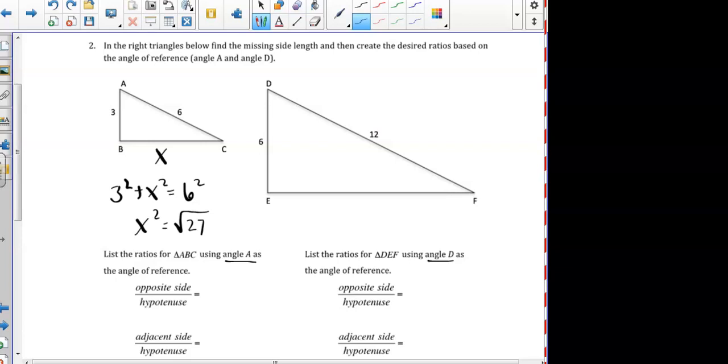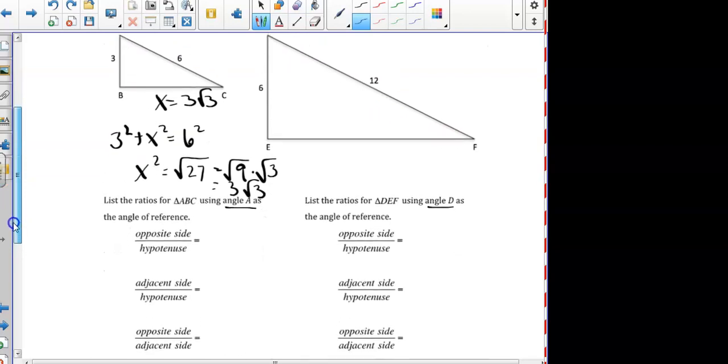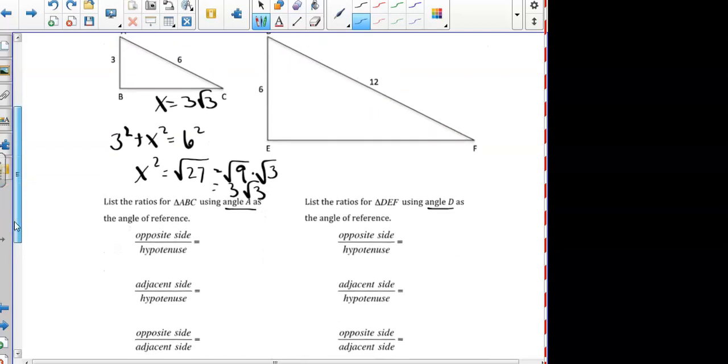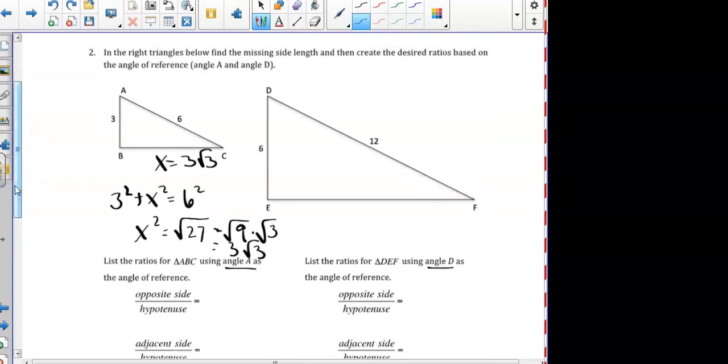If you recall from our prior unit, we can simplify that radical into the square root of 9 times the square root of 3, which simplifies to 3 root 3. So I know the length of line segment BC should be 3 root 3. Then we are asked to come up with some ratios based on this triangle, and they give us our reference angle. They want our reference angle to be angle A. Angle A is up here.